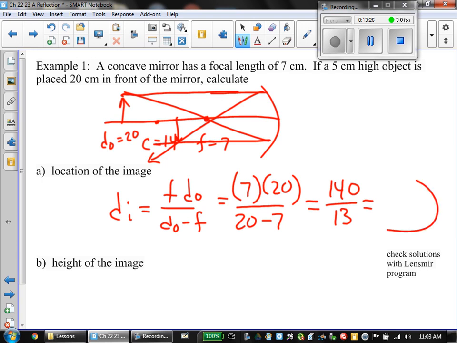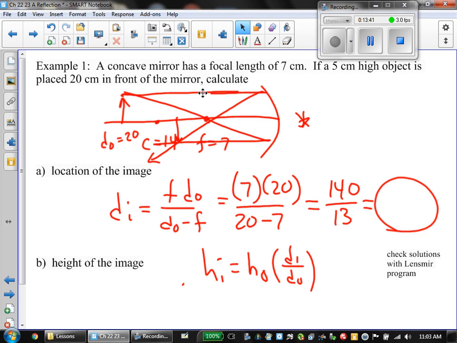You can do the same thing for the height of the image. We can say h_i equals h_o d_i over d_o, and these are just plug and chug. We have to give you 3 of the 4. You plug numbers in, out comes the answer, and it should jive with the case. If you look at this, I would call this case 2 from the lab you just did, because the object is outside of 2F or C. So again, once you get acquainted with the cases, it becomes pretty easy.